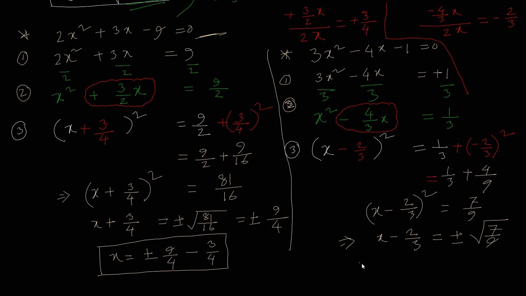So I can write down x equals plus minus square root of 7 over 9 plus 2 over 3. So that is my total solution. That's how we solve a quadratic equation by completing the square. I hope you understand. The last one we are going to do in the next video, which is solving a quadratic equation by the quadratic formula. Okay, so see you then.